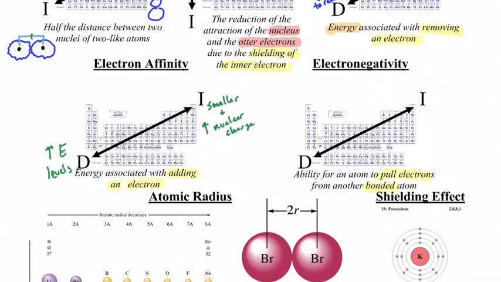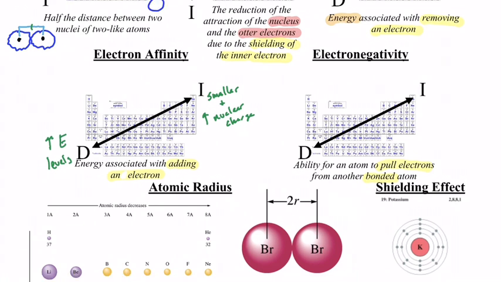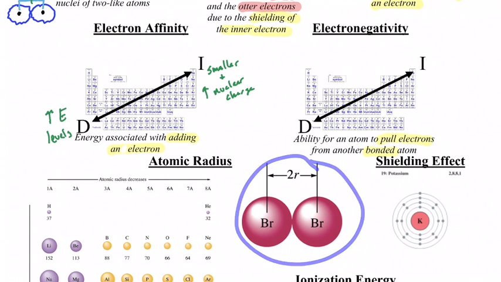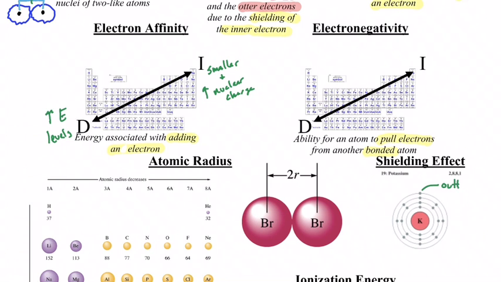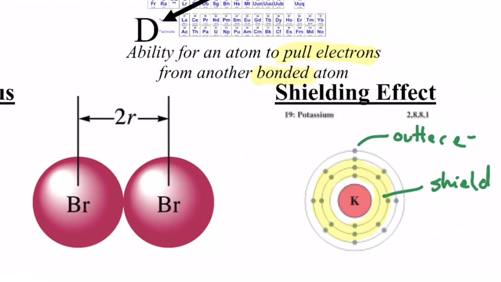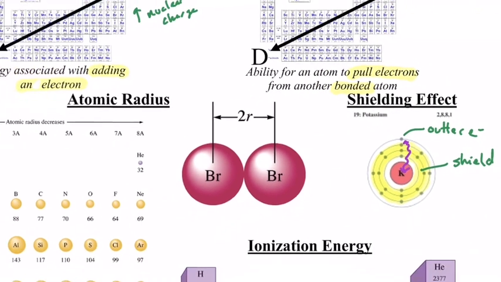So I have a bunch of images. I don't want you to be overwhelmed with that. I was just showing you some stuff. So here's the picture of the nucleus. Shielding effect is the idea that all of this is the shield, right? So here's my outer electron, and all of this is my shield. Okay, so the more in there, the more I'm going to block that attraction between the nucleus and the outer electron. That's shielding effect.